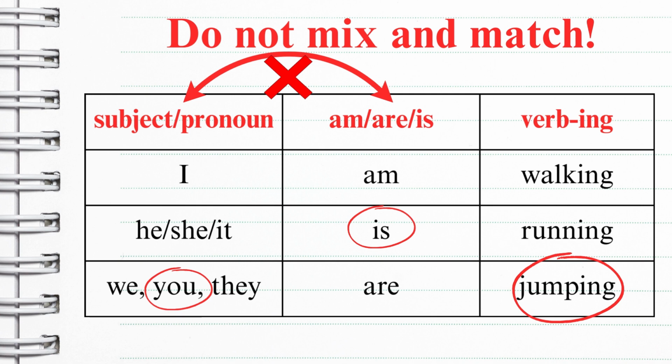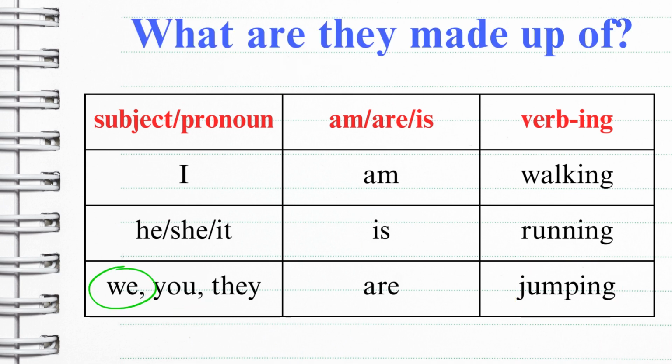I commonly hear non-native speakers confuse the is and the are. So remember, when you're talking about two or more people, which is a group, you use are. But when you're talking about an individual, use is. But if you're talking about yourself, use am. Okay? So just to clarify, just a reminder, we are jumping. That is the correct way.